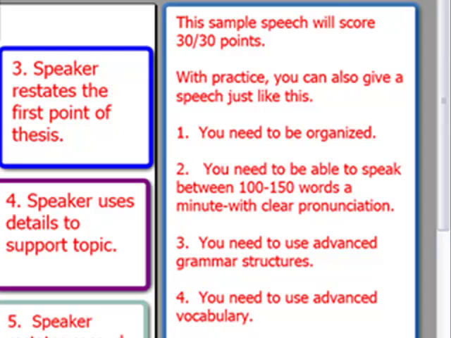Now with practice, you can also give a speech just like this. Number one, you need to be organized. Number two, you need to be able to speak between 100 and 150 words a minute with clear pronunciation. You got to practice doing this. Number three, you need to use advanced grammar structures, and you need to have some pretty good vocabulary. If you do these 4 things, you practice a lot, keeping these 4 things in mind, you can definitely improve in your speaking skills and do much better on the TOEFL.